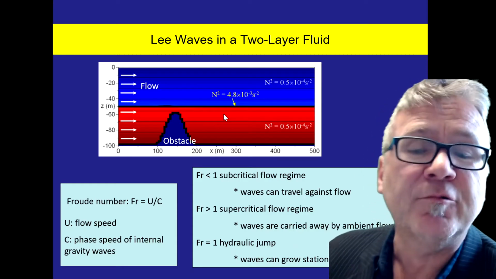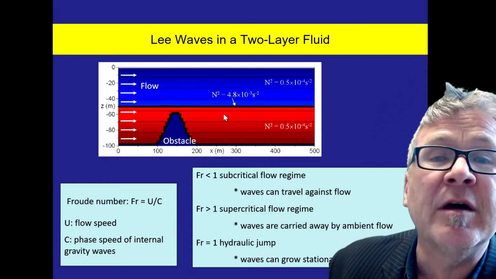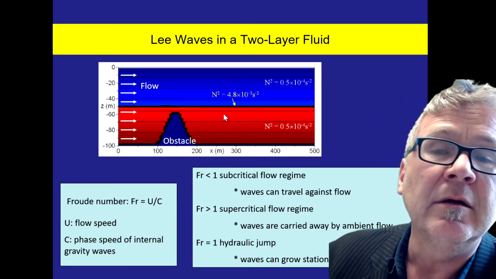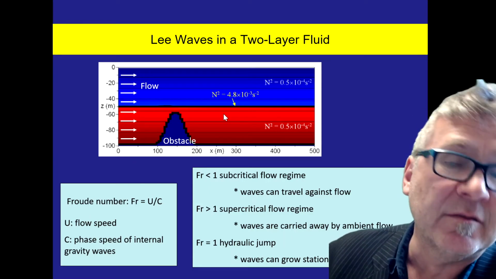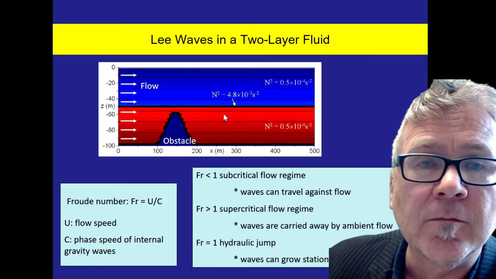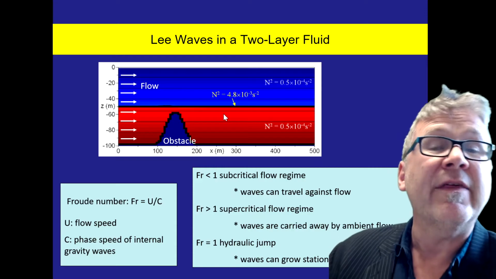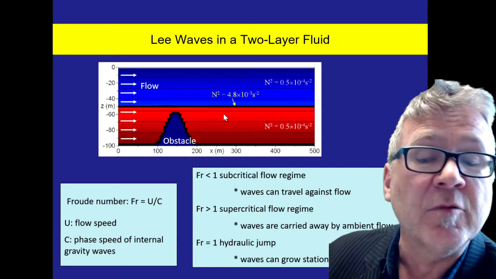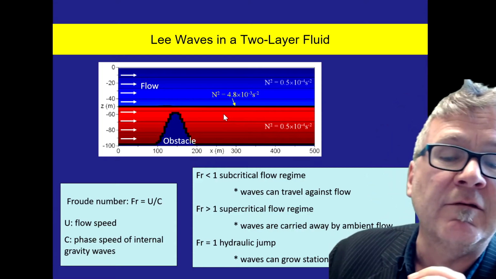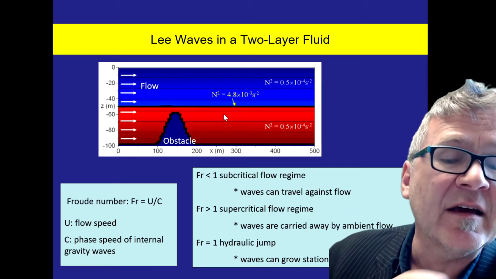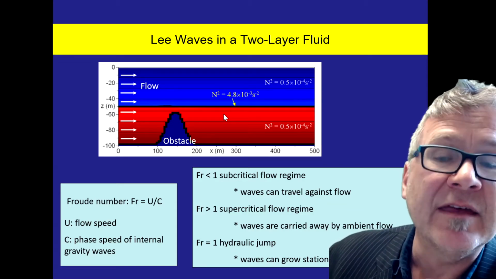One is called the subcritical flow regime. This is when the Froude number is less than 1. And in this regime, the waves can travel against the flow. On the other hand, Froude number exceeding 1 gives you the supercritical flow regime. In this case, waves are carried away by the ambient flow.